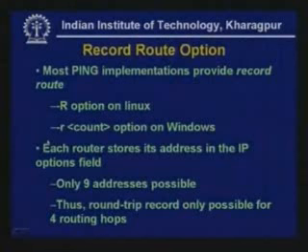Now, there is a record route option. Most ping implementations provide record route, which is the -R option on Unix and Linux, and the -r option on Windows. Each router stores its address in the IP options field. Only 9 addresses are possible. Thus, round trip record is only possible for 4 routing hops.